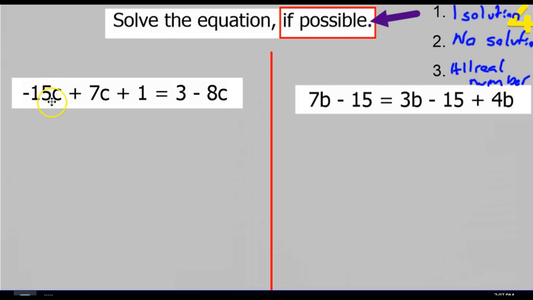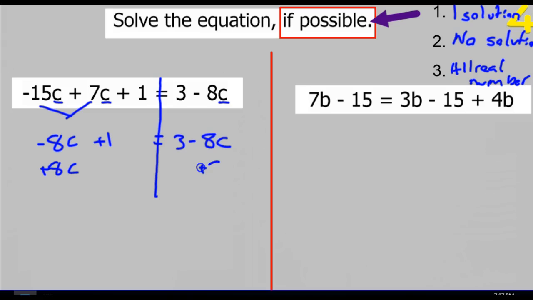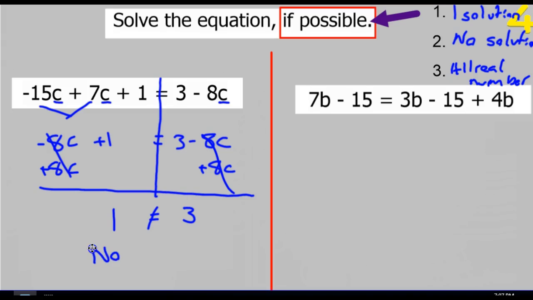So if we take a look at this, we see we have a c here and a c here, also a c on this side. So we know that the first thing we got to do is get these two together. Negative 15c plus 7c is going to give us a negative 8c plus 1 equals 3 minus 8c. So what we're going to do is add 8c to both sides. Because the opposite of negative is positive, we get 1 equals 3. We know that this doesn't work. 1 does not equal 3, so this is no solution.